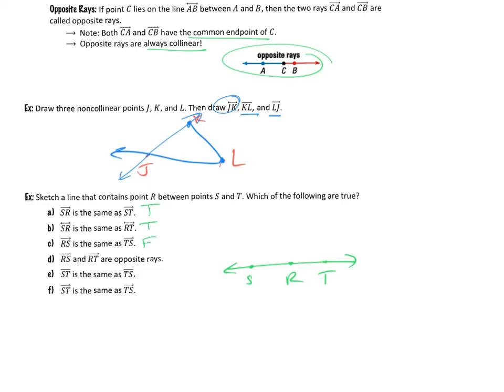In statement D, both ray RS and ray RT start at point R, and they go in opposite directions, so by definition that does make them opposite rays, which makes this statement true. Segment ST and segment TS have the same two endpoints, and so as a segment of the overall line, they are indeed the same thing, so statement E is also true. For statement F, although the points ST and TS are the same, these are referring to rays, and since they start at different endpoints, they are not the same, so statement F is false.